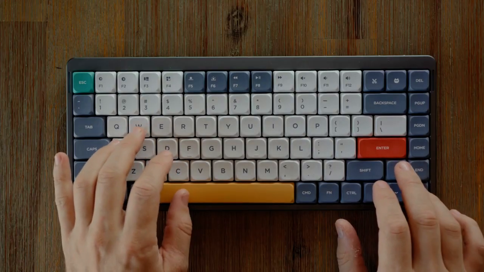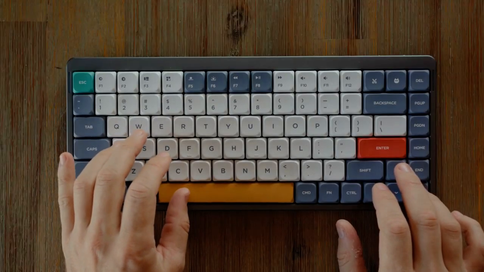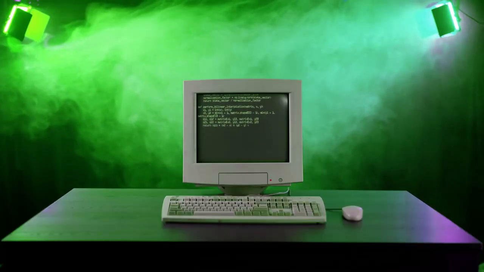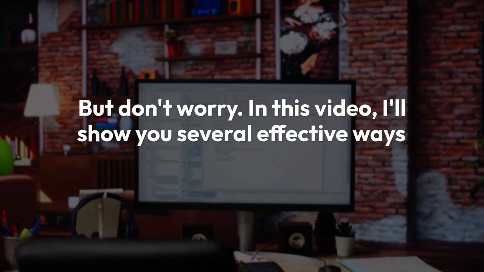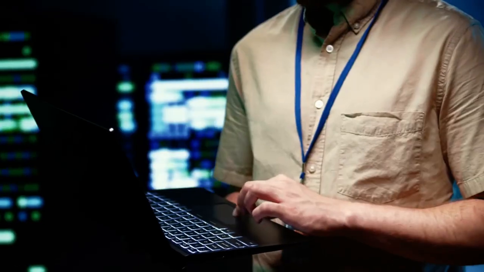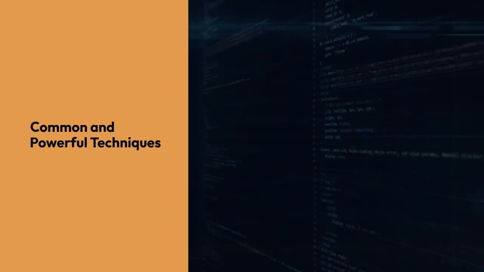Services run in the background, often without a user interface, and in a different session than your desktop applications. This makes traditional F9 debugging difficult. But don't worry, in this video, I'll show you several effective ways to debug your Delphi services and get them working smoothly. We'll cover the most common and powerful techniques.